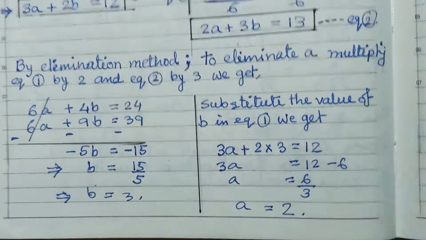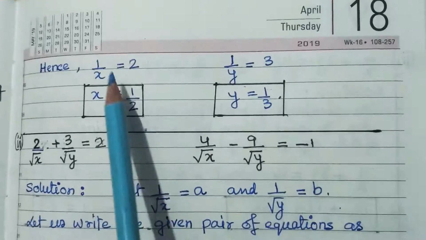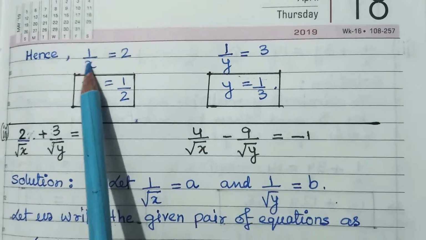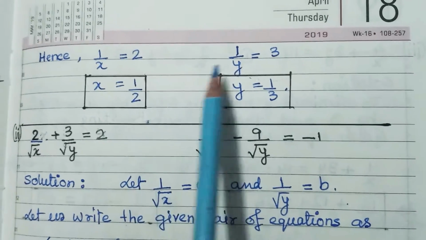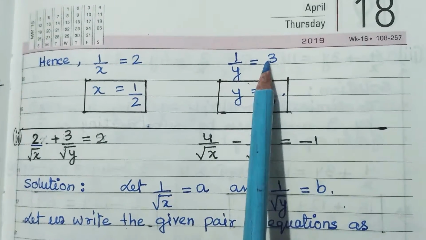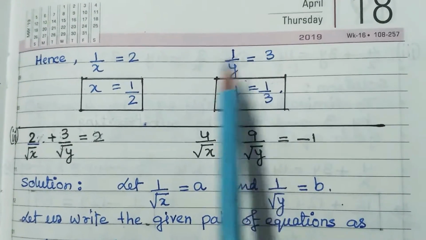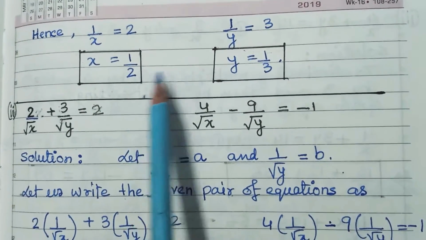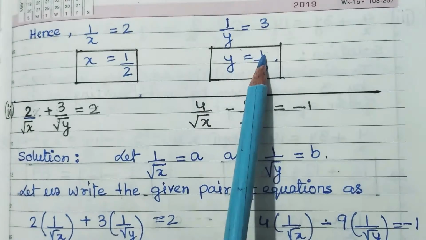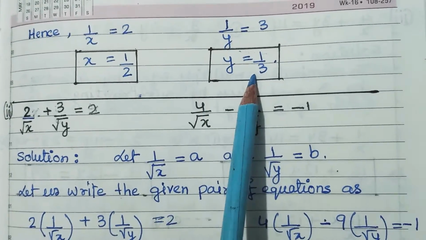Now a and b are not our solution. Our solution is x and y. So 1/a equals 1/x. 1/x equals 2 we have got, and b equals 3, b means 1/y equals 3. Now 1/x equals 2 gives x equals 1/2, taking the reciprocal, and y equals 1/3. So it is the solution.